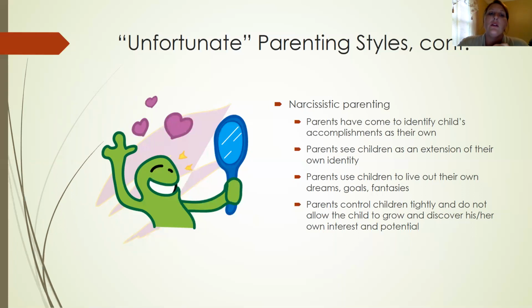So essentially, narcissism is when you think that you're great and you're the best, and that you're awesome, to a very, very troubling degree. And so parents who are narcissistic in this style of parenting will actually identify the child's accomplishments as their own. They see them as an extension of themselves. And so what this tends to translate to is whatever that parent wants for themselves or had wanted for themselves as a child, they now use their own child to live out their dreams, their goals, and their fantasies.